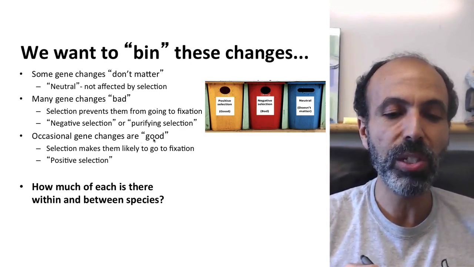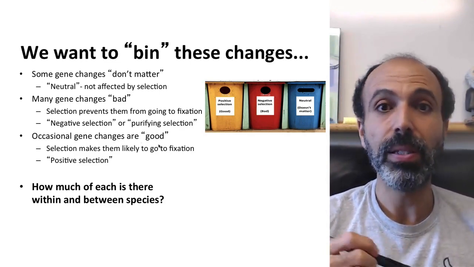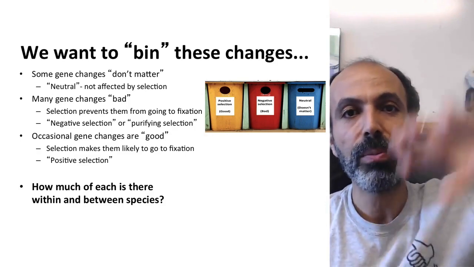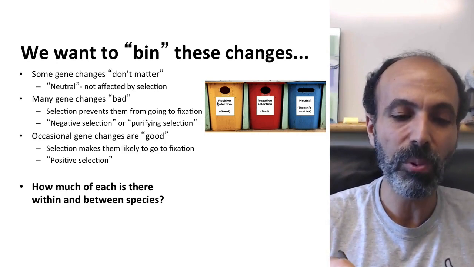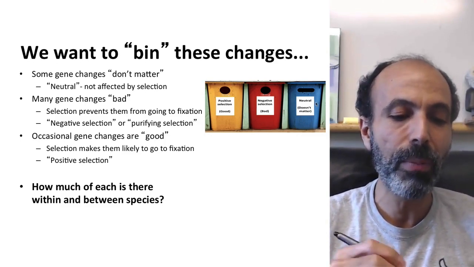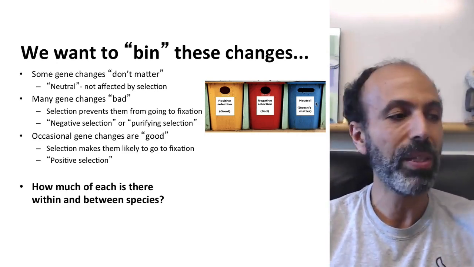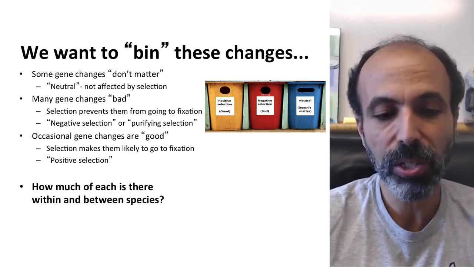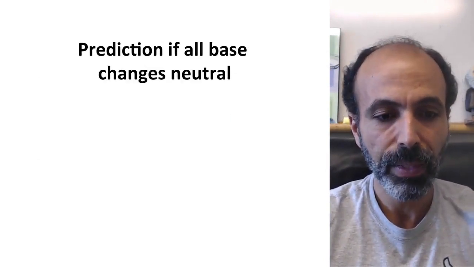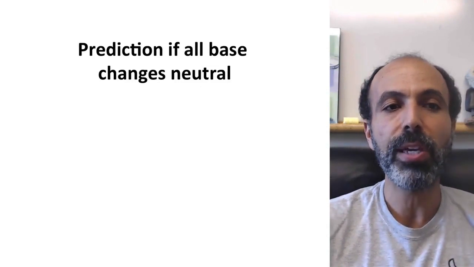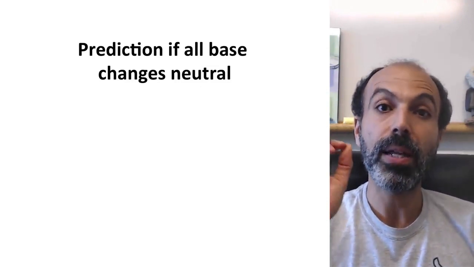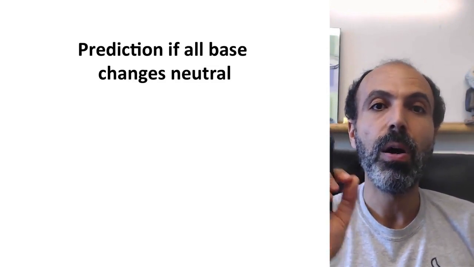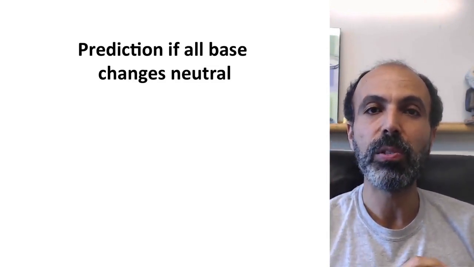And then we have the occasional gene changes that are good. All right, these are ones that will be captured by natural selection and potentially spread all the way to fixation, to 100%. So these are positively selected. So we want to bin each of these in there. We want to know how much there is within and between species. Well, let me ask you a question first. Among these different things, if all base changes were neutral, would we expect there to be more synonymous differences between species or non-synonymous differences?